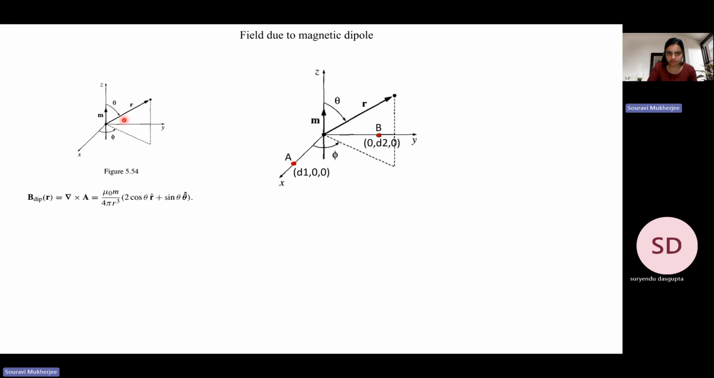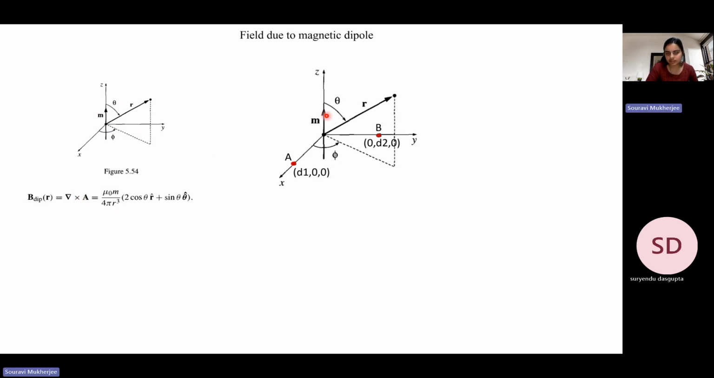So if you know theta and if you know phi, in this coordinate system you are now looking at the spherical components. This is r, this is theta, and this is phi. Phi is in the xy plane, theta is from the z axis, and r is the radial direction. This is how your magnetic field due to a dipole looks. Based on this, you can put in the values of theta and phi and solve for your magnetic field.